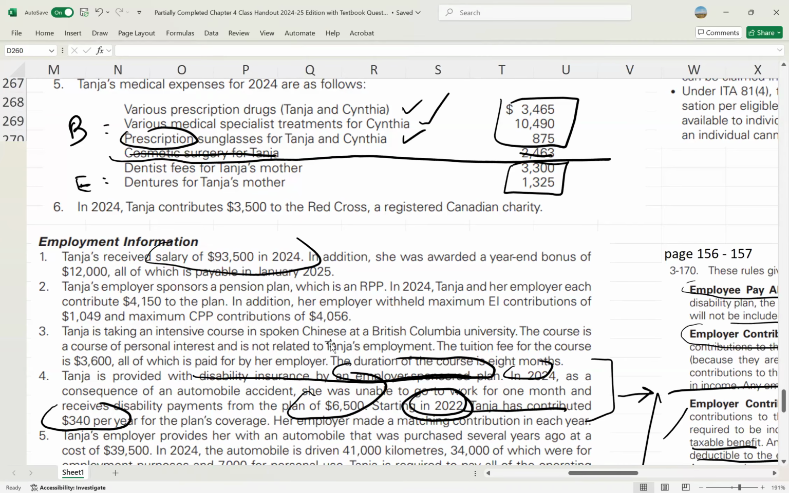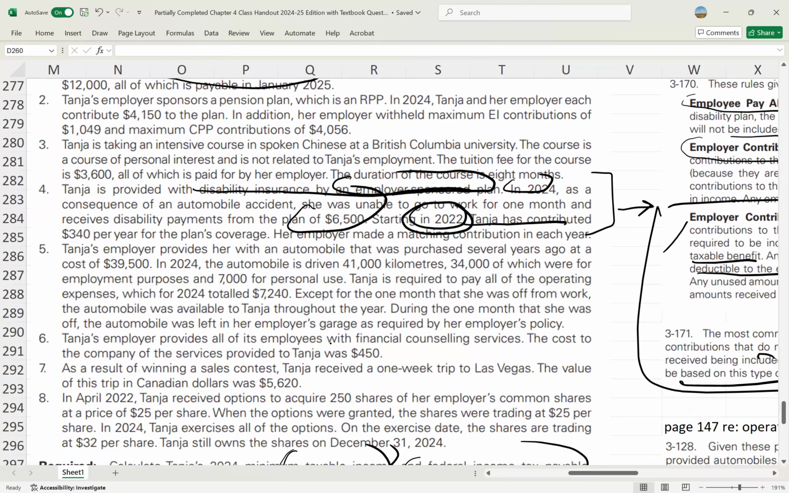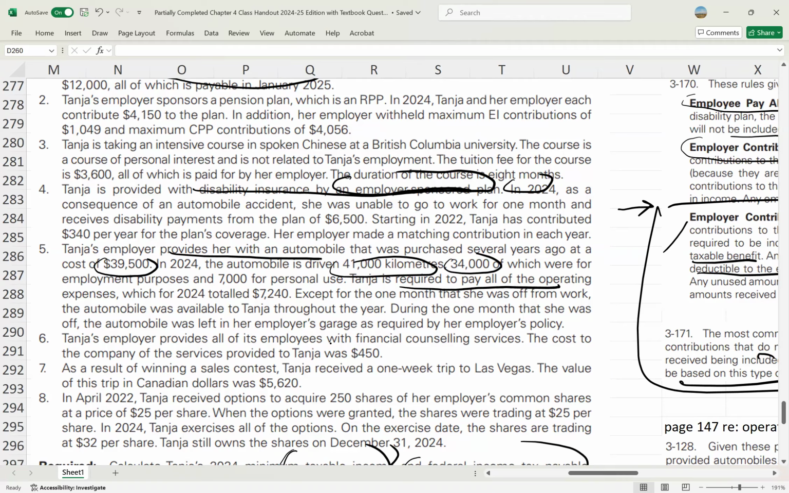So let's continue on with the next part, item number 5. Item number 5, her employer provides her with an automobile. So once again, standby charge. The cost was 39,500. During the year, 41,000 total kilometers driven, 34,000 were for employment, 7,000 for personal use. And Tanya is required to pay all of the operating expenses herself, which was 7,240. The car was made available except for 1 month for the year. That was the 1 month she was off work. Remember, she was on disability.